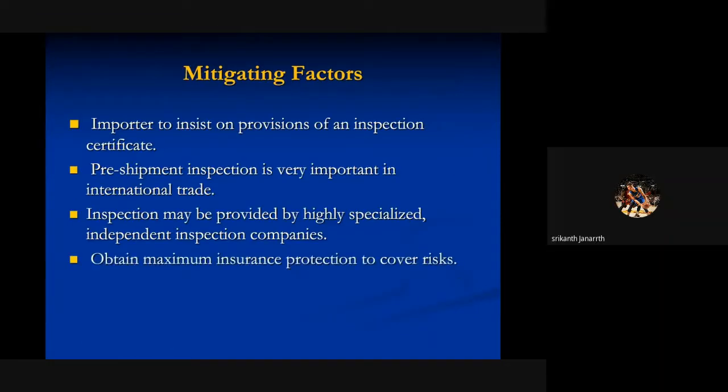So what are the mitigating factors? Inspection certificate. You can incorporate a pre-shipment inspection certificate. When you call for an inspection certificate, it is better to call for a specialized independent company that does it. I think there are some companies who do this, right? Obtain maximum insurance protection. Insurance you must take, because with insurance you are sharing the loss with a third party. So these are the mitigating factors when it comes to counterfeit goods, right?